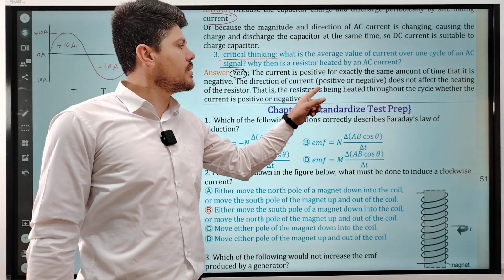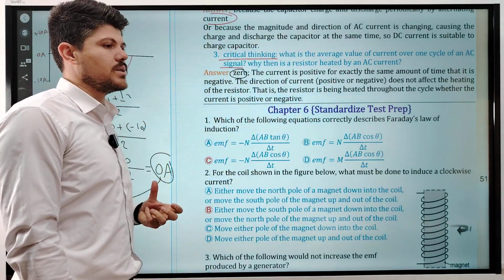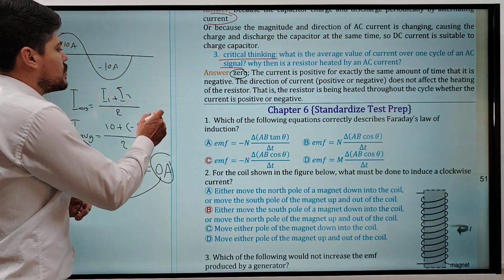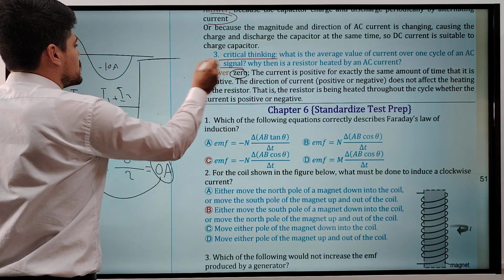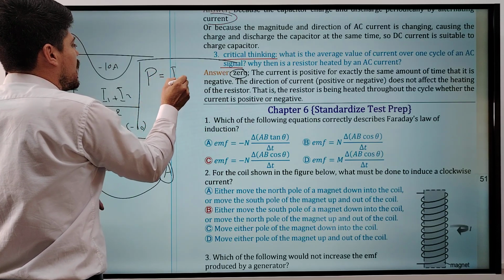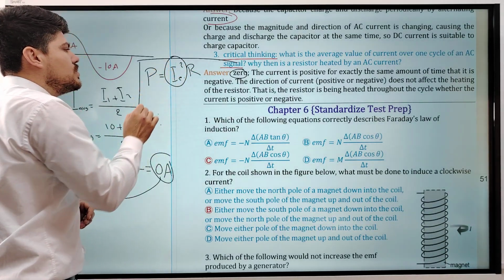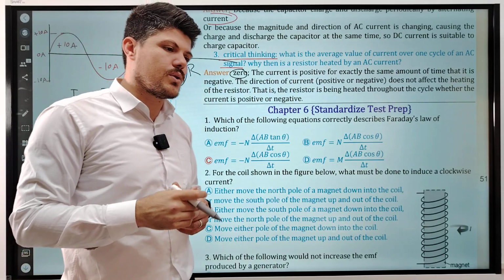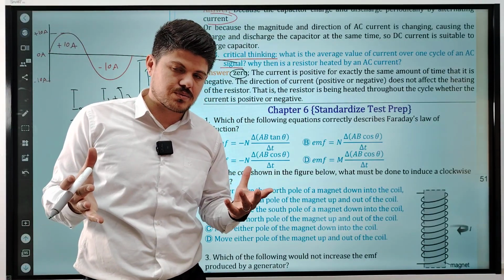So the direction of the current, positive or negative, does not affect the heating of the resistor. Why? Because the heating of the resistor depends on what? Depends on the power dissipation, P is equal to what? Is equal to I effective squared R. Which type of current can be used for power dissipation or for energy loss? The effective value of the current, not the average value.